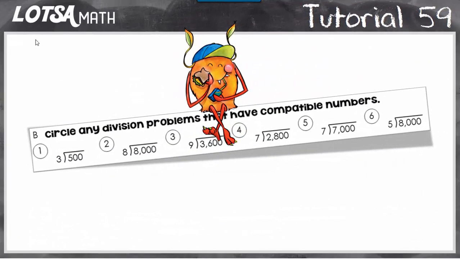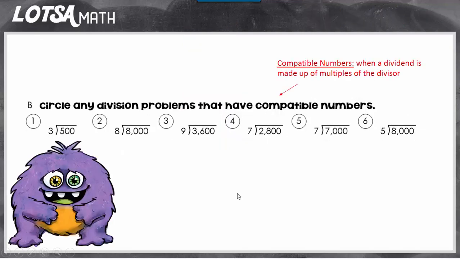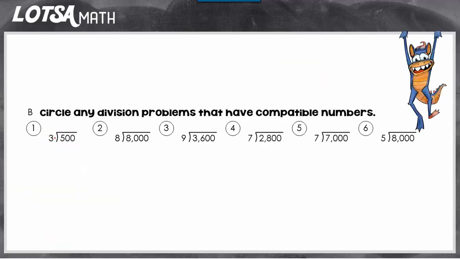For these problems, we're going to circle any division problem that has compatible numbers. A compatible number is when a dividend is made up of multiples of the divisor. So that means that when this number, the dividend, is made up of multiples of this number, the divisor, then they're compatible. For these numbers to be compatible, 500 has to be made up of multiples of 3.